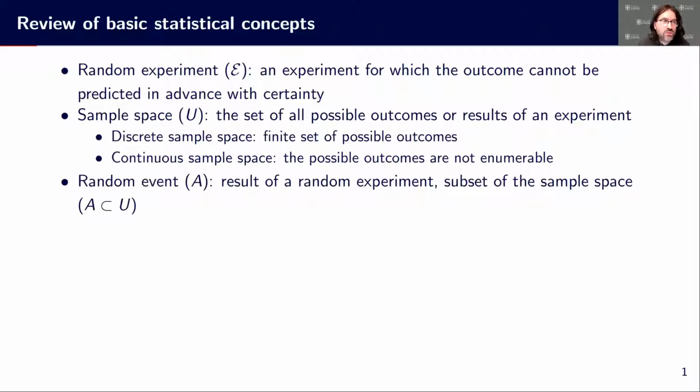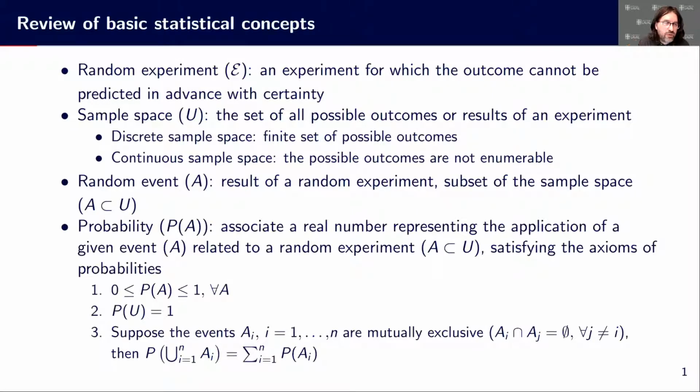From that, we get into what we call a random event. The event is the result of a random experiment. This result is a subset of the sample space. So we can define a random event as some part of the sample space that we are looking at more carefully. From that, we can evaluate the probability of getting that random event, a real number representing the likelihood of a given event related to a random experiment.